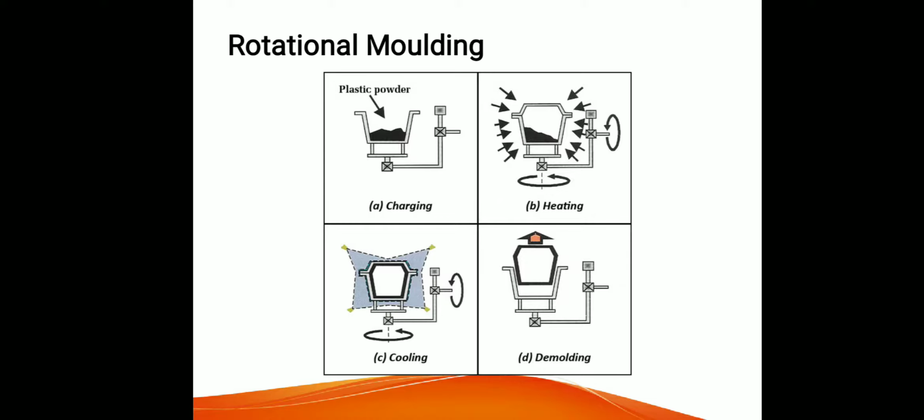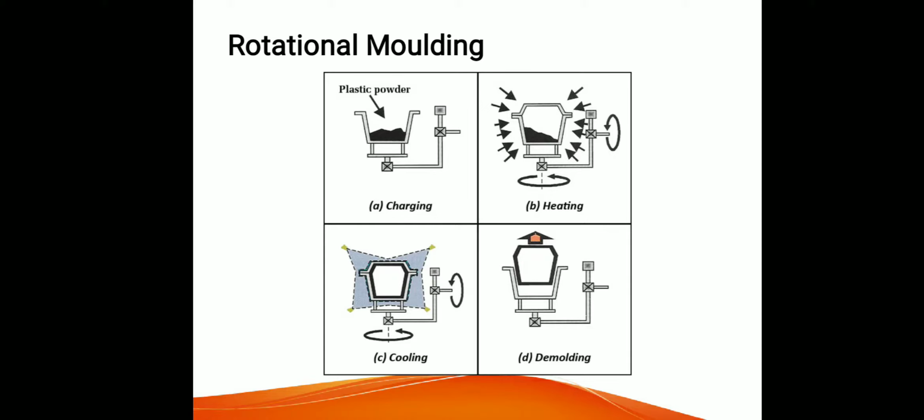Then in the third step we can see that is cooling. While still rotating, the mold is cooled so that the plastic skin solidifies. And in the fourth step, that is demolding, the mold is opened and the part is unloaded. So through these four processes we can form hollow or large-shaped components by rotational molding or rotomolding.